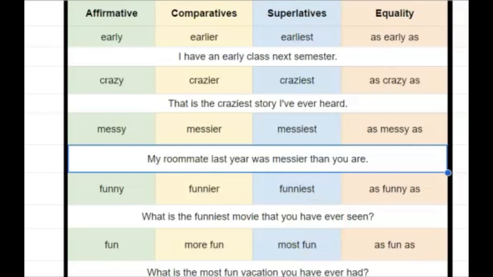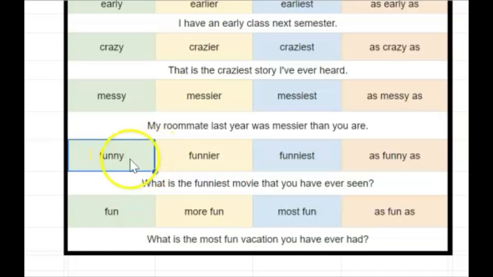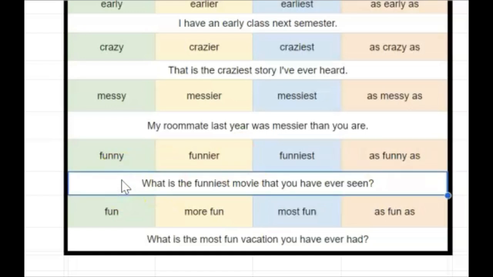The next example adjective we have here in this category is funny. The comparative is funnier. The superlative is funniest. And the equality is as funny as. The example sentence is, what is the funniest movie that you have ever seen?